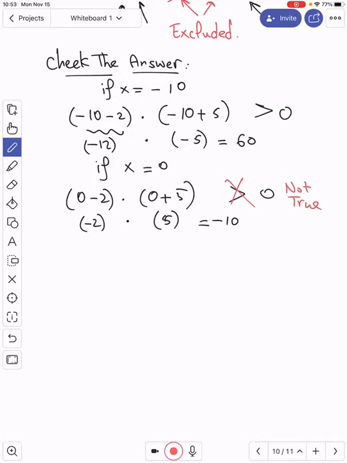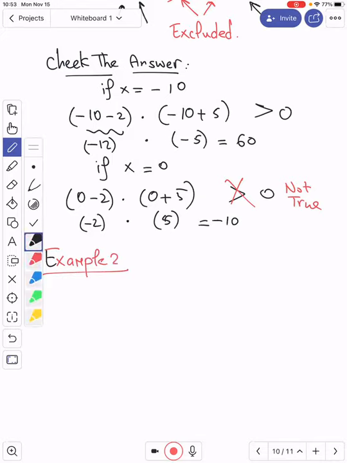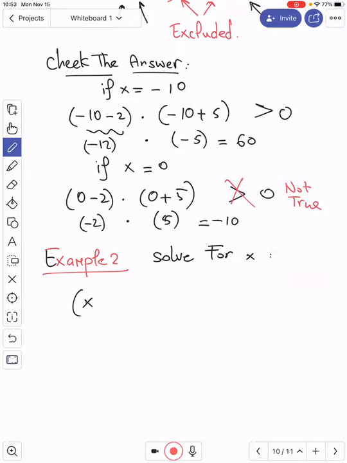But let me do another example. Example number 2. In this example number 2, I'm going to try to solve for x. Let's say you have (x -1) times (x +5) less than or equal to 0.